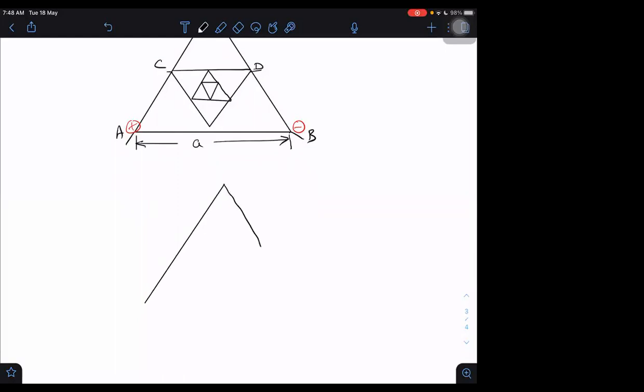Very good. Yes, sir. Good boy. You understood. Because the lengths are becoming half, the resistance is half. Resistance is becoming half and the lengths are proportional to the side lengths. Therefore, this will become half. So let us call it R by 2.